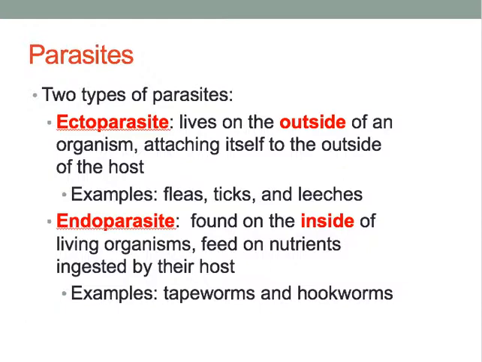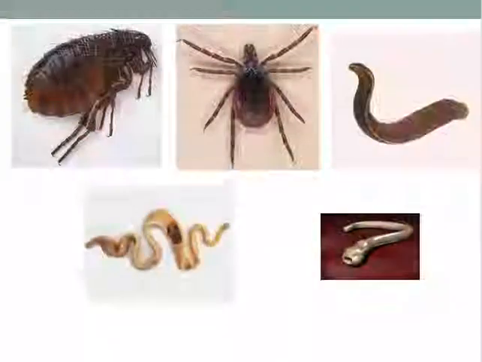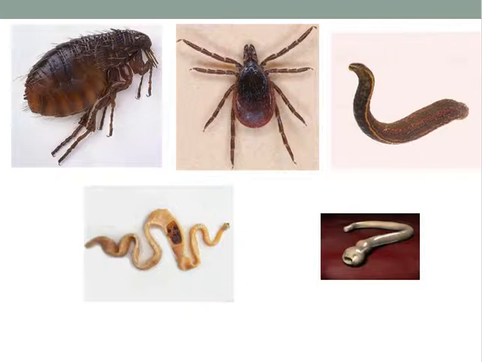An endoparasite, remember endo meaning inside, is going to be inside of an organism. Two common examples would be a hookworm or a tapeworm that an organism can get by drinking water that might have these parasites in it or eating food that might have these parasites in it. So these are endoparasites. They live inside of the body. Here are some pictures of some. We have fleas and ticks and tapeworms and leeches. These are all parasites.